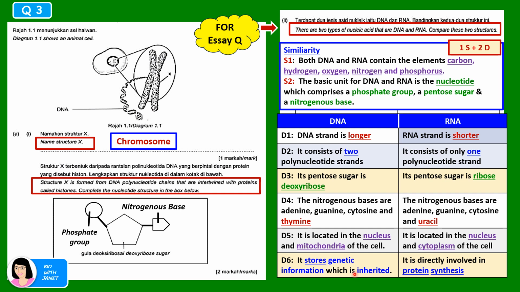Now next, DNA stores genetic information which can be inherited by the child, but RNA is not for storing genetic information permanently or for a long period of time. It is just to copy the genetic information, and then it is used in protein synthesis, where the code on it will be translated to know the sequence of amino acids needed in protein synthesis. So it's directly involved in protein synthesis at the ribosome.